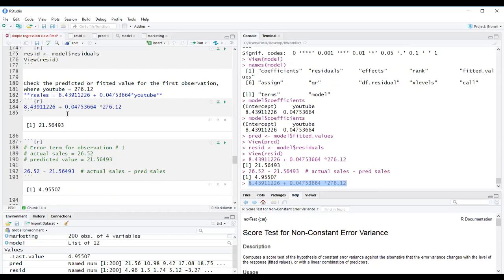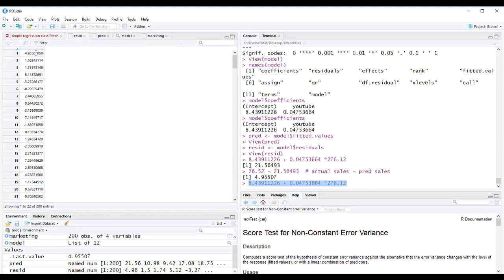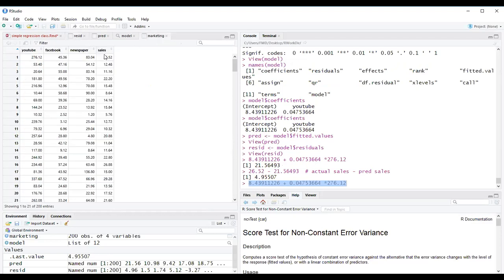Let's check our residual. This one, the first one, 4.955. Exact, guys. Exact. Right? So that's how you generate your residuals. Okay? Let me repeat. We have actual values, actual sales. Then we used YouTube to model sales.